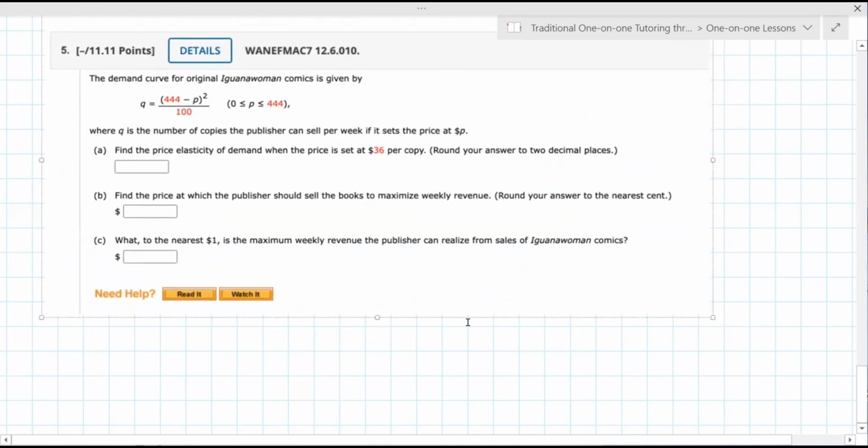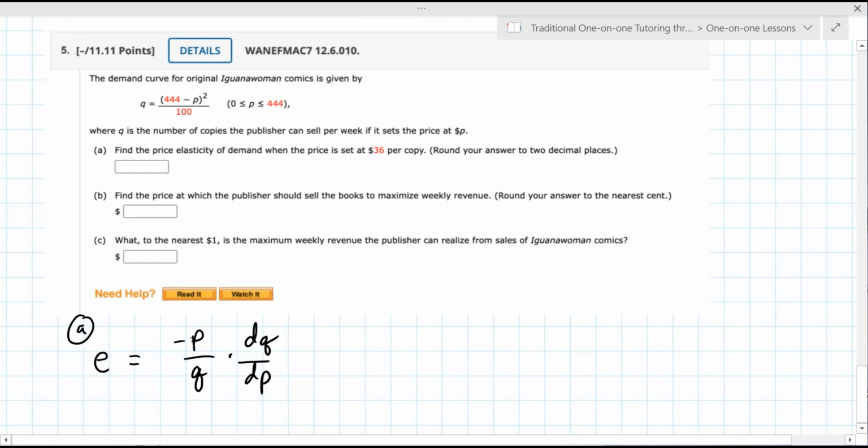Okay, find the price elasticity of demand when the price is set at $36 per copy. So we'll do this the way we've been doing the previous problems, which is we need to find E equals minus P over Q times dQ/dP. If you don't get a reference sheet, try to write the formula down each time you do it. P is your variable, and Q is given: Q equals (444 minus P) squared over 100.